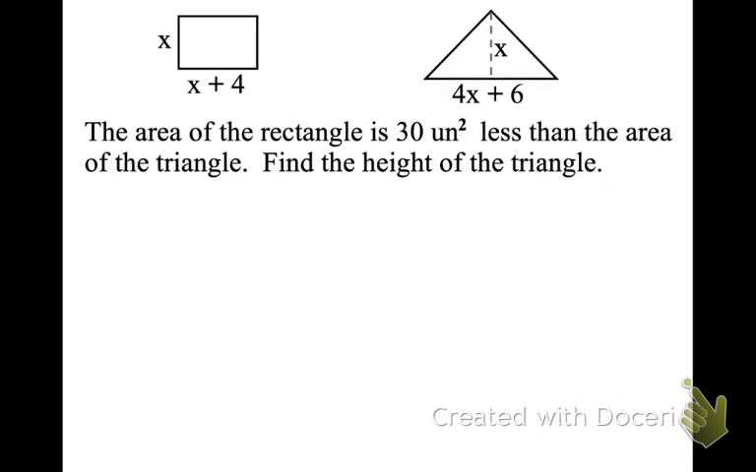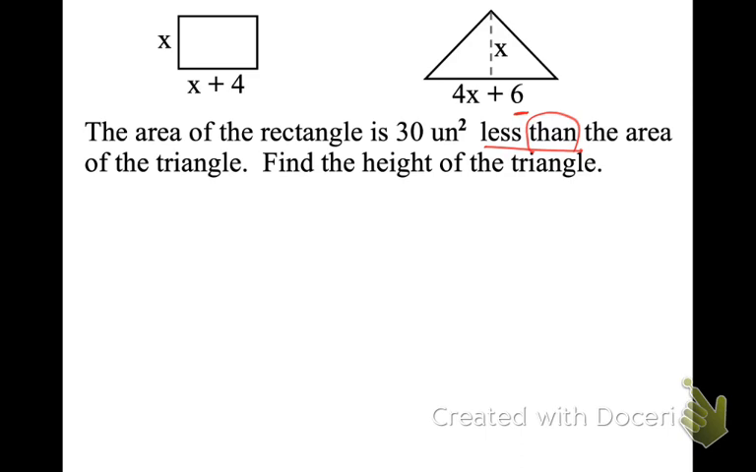All right, question number 2. The area of the rectangle is 30 units less than, that word than, there's my minus sign. So we've got the area of a triangle. Find the height of the triangle.